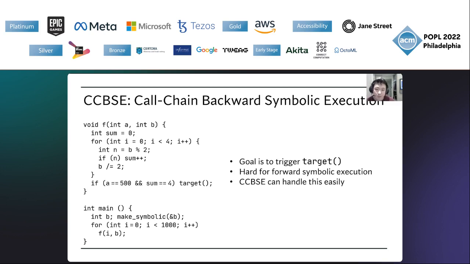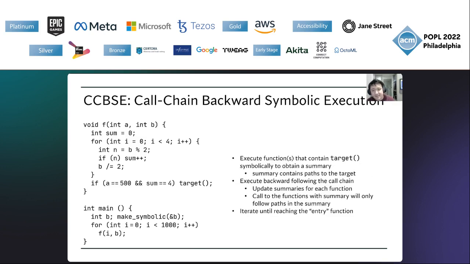After this loop, only one path of those 16 paths may trigger the target function, depending on the first argument a. In the main loop, this function f is called many times, and under normal symbolic execution, every invocation of this function f has to explore all the 16 paths. And in the first 500 iterations of this for loop in the main function, all of the paths are not feasible because the first argument a, or i, is not 500. So this program is generally hard for forward symbolic execution engines to run, but CCBSE can handle this quite easily. How?